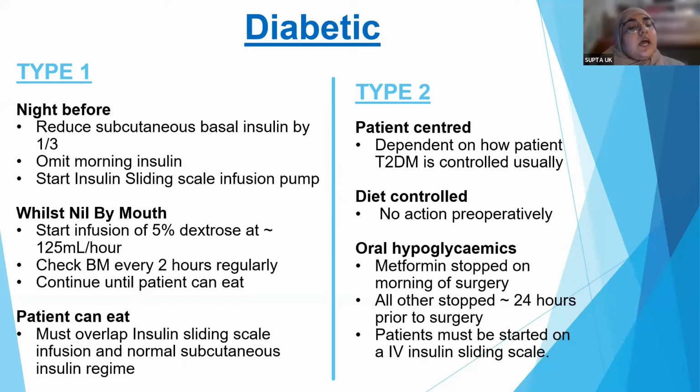Once the patient can eat post-operatively, there has to be an overlapping period in which that insulin pump is given and their normal insulin is given per their normal daily routine, okay? So there's an overlapping period where they will be getting 2 amounts of insulin, just in different forms.